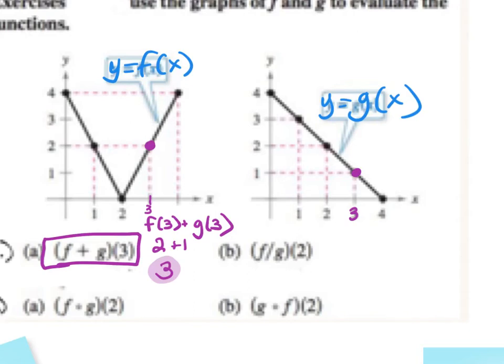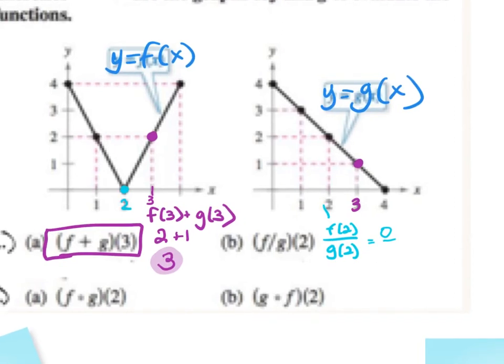Now go to b. b says f over g of 2. So this is f of 2 over g of 2. So now I go to f of 2, which is here, get that y, which is 0. It really doesn't matter what happens after this, but I'm going to continue because if it was a different number, it would. G of 2 is here. Get the y of that, that's 2. 0 divided by 2 is 0.